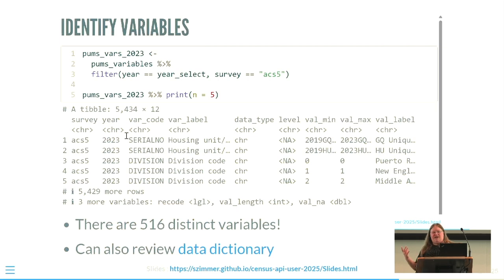Again, this is microdata. So if you're familiar with working with data, this is more like a data dictionary. This is telling us that there's the variable division, that we call it division code, and that 0 means Puerto Rico, 1 means New England. It's giving us all the variables that are possible to query. There's 516 distinct variables on this. There's also a PDF version of the data dictionary. I sometimes find that a little easier to work with. Different people have different workflows.